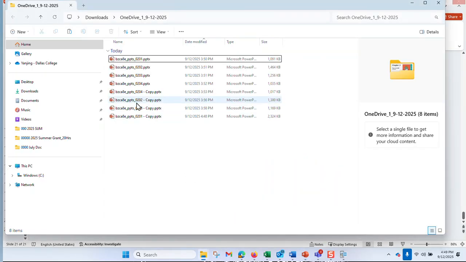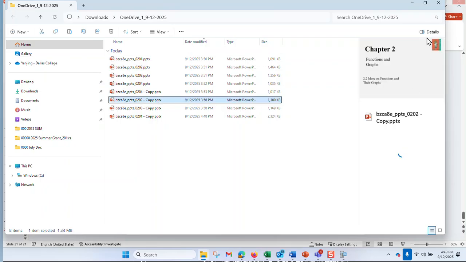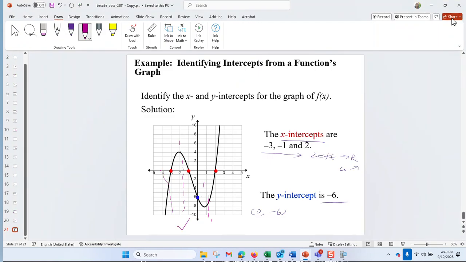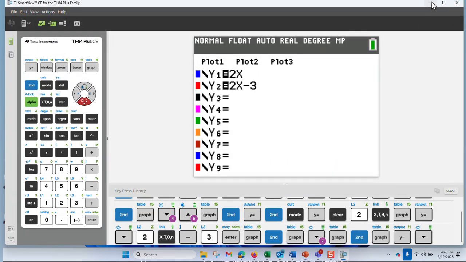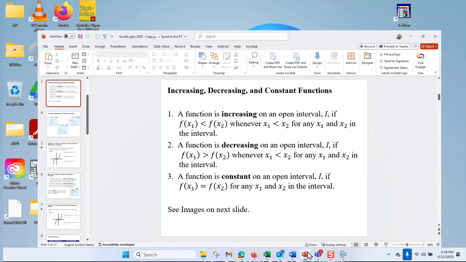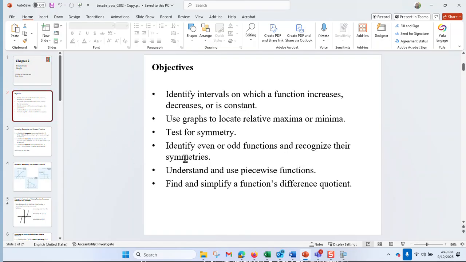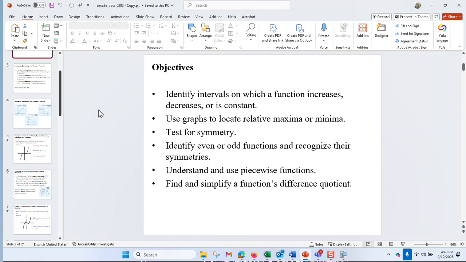We're gonna go ahead and look at section 2.2. So we just finished 2.1. We will continue to 2.2, which is similar to the first section, but a little bit more. We're gonna do more on functions and their graphs. We're gonna identify the intervals on which the function is increasing, decreasing, or constant.